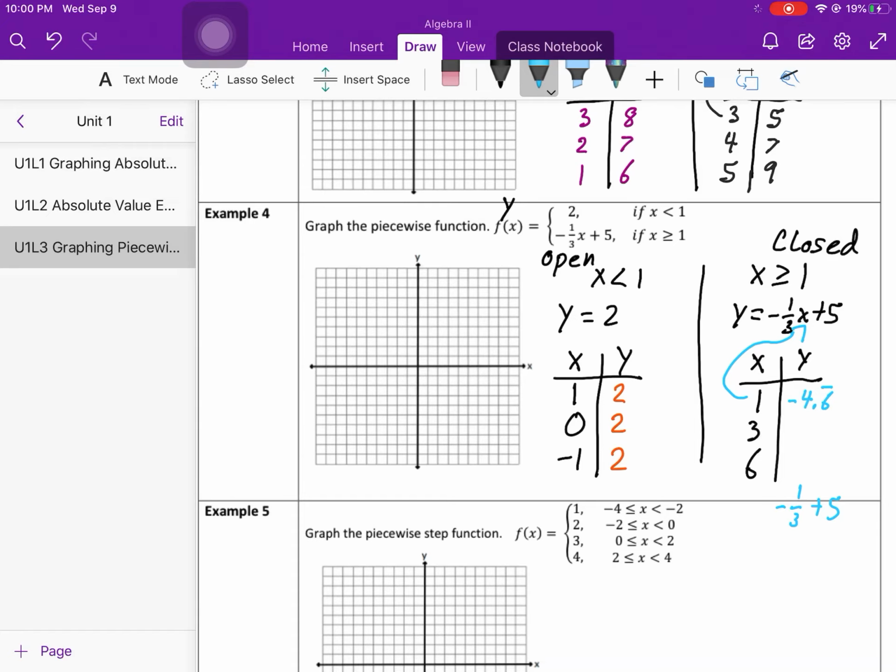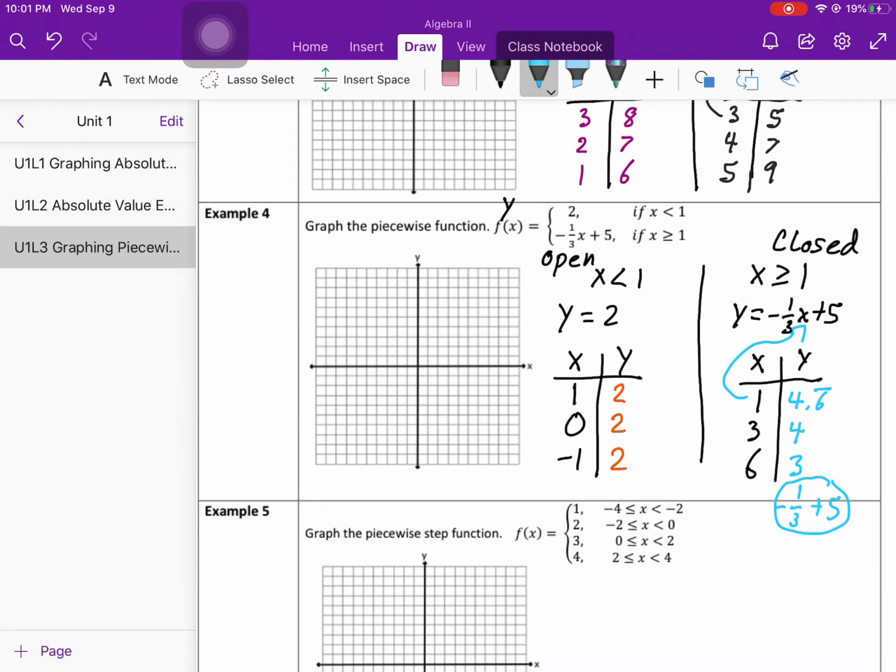If you plug in 3, negative 1/3 times 3 gives you negative 1, and negative 1 plus 5 is 4, positive 4, excuse me. And then when we do the other side, oh, let me backtrack here, I apologize. This should be a positive 4.6 because the positive number that we're adding is going to be bigger. So this is positive 4.6 repeating. This is going to be positive 4. And then when you plug in 6, 6 times negative 1/3 is going to give you negative 2, and negative 2 plus 5 gives us 3.